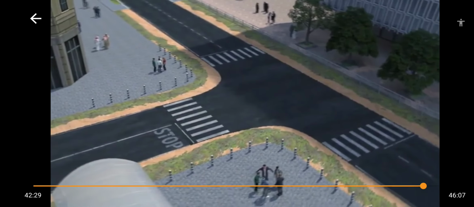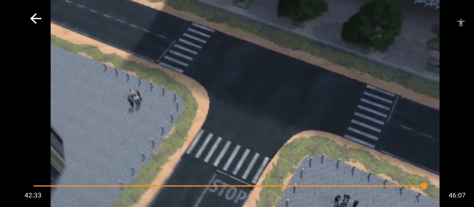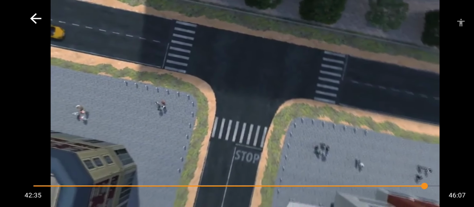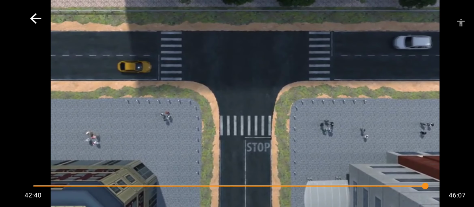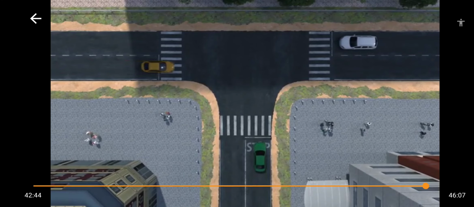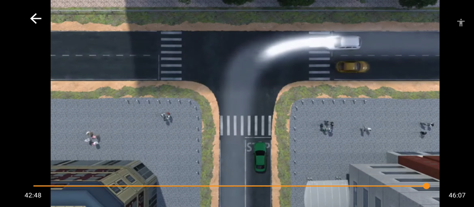Rule number 9. If two vehicles meet at a T intersection, priority is given to the vehicle coming from the main road. The continuing road is a main road and the ending road is a sub-road. Priority of passing in the picture is given to the yellow vehicle, then to the white, then to the green one.